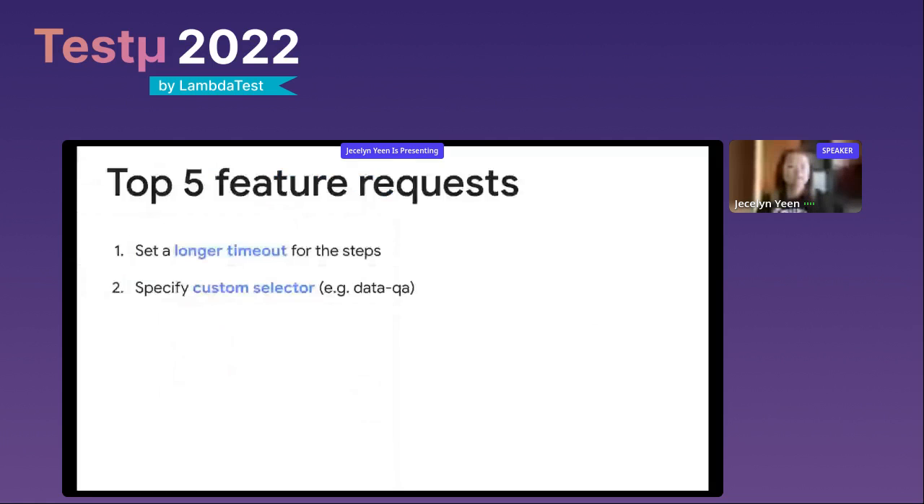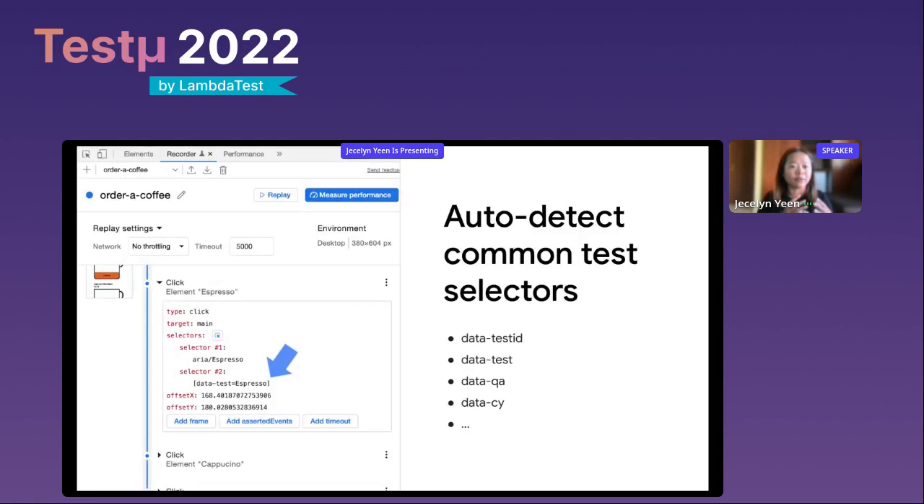Another feature request is you mentioned that you want to be able to specify a custom selector for the recording. Just now, as I showed you, the Recorder will automatically detect the best selector for the actions that you have performed. But there are times that you might have your own custom selector in place, for example data-QA. So what the Recorder now supports is that it will automatically prefer common test selectors on the screen, for example data-testid, or data-cy for Cypress tests. If you have specified that, we will automatically detect it and prefer that as your default selector.